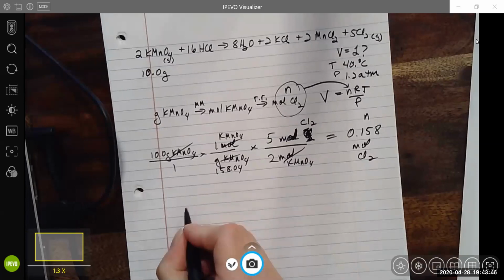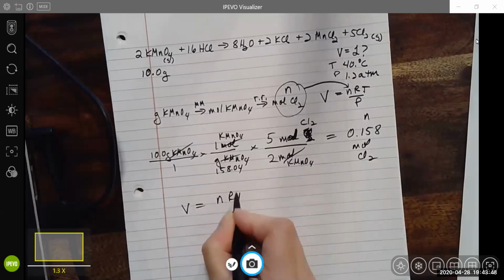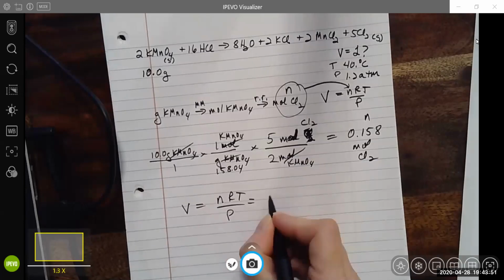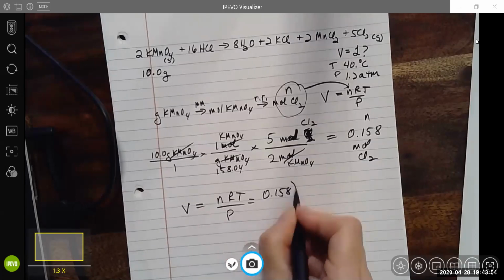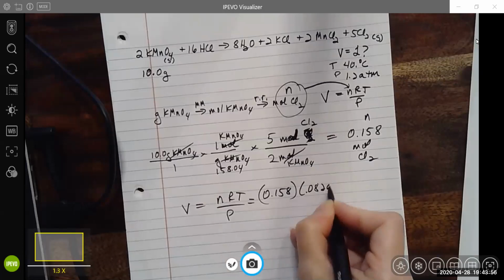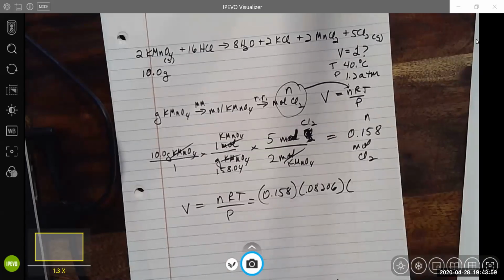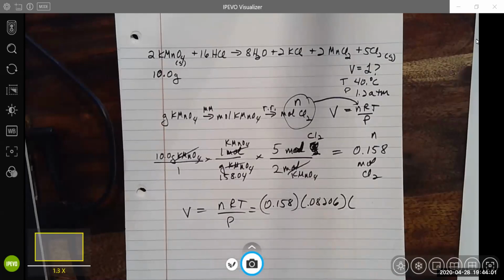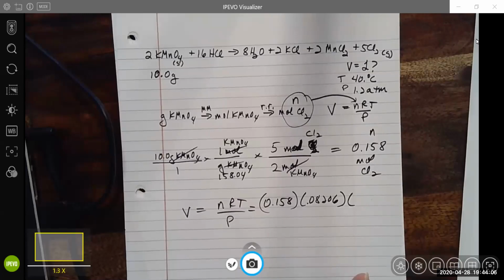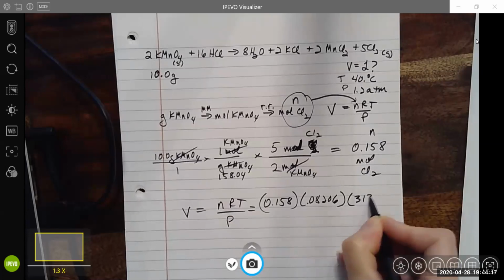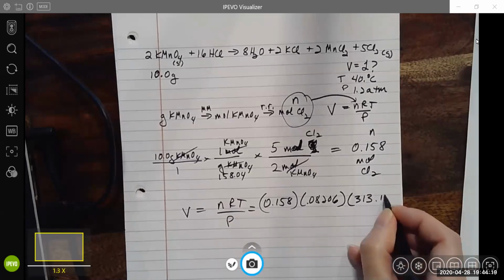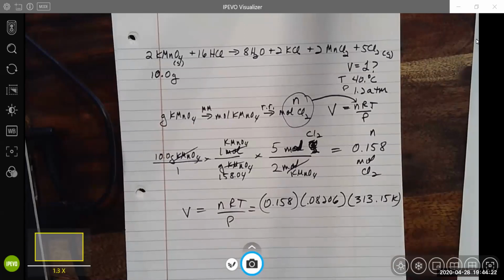And so now we go to our equation. I'm just going to recopy it, nRT over P. So my n is my 0.158. My R is 0.08206. My temperature has to be in Kelvin because the units on R, I'm not writing it because I don't have a lot of room here, but R has units of liters, atmospheres, moles, and Kelvin. So your temperature on all gas laws has to be in Kelvin. If you change that to Kelvin by adding 273, you should get 313.15 Kelvin.